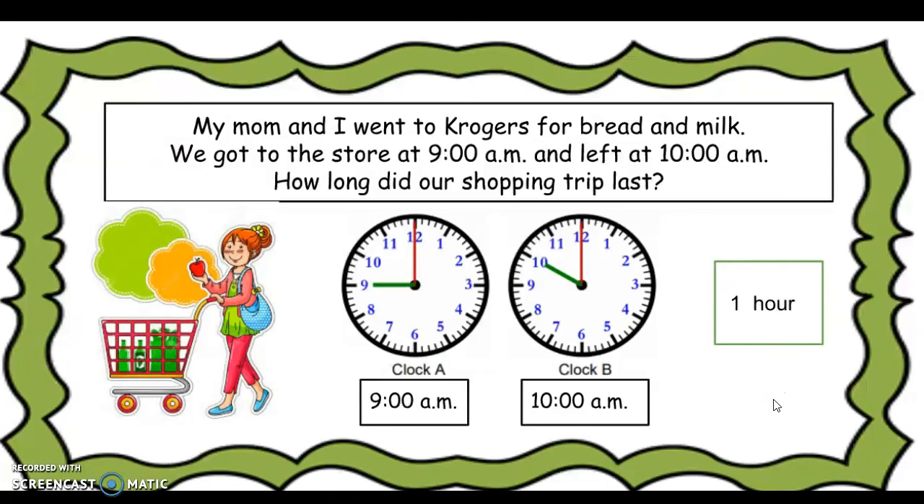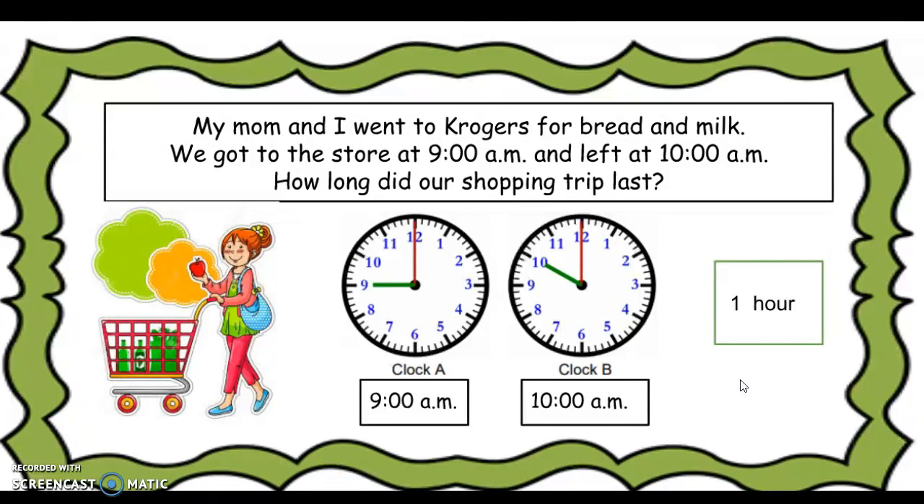My mom and I went to Kroger's for bread and milk. We got to the store at 9 o'clock a.m. and left at 10 o'clock a.m. How long did our shopping trip last? I'm looking at my 9 o'clock start time and I'm paying attention to my hands. When I go over here to my end time, I say, oh, my hour changed from 9 to 10. I know that's 1 hour. My minute hand is still on the 12, so I know no minutes have passed. So the elapsed time from 9 to 10 would be 1 hour. Our shopping trip lasted for 1 hour.